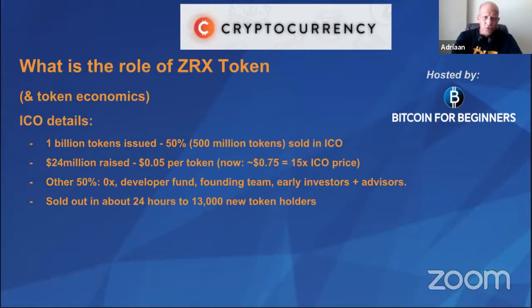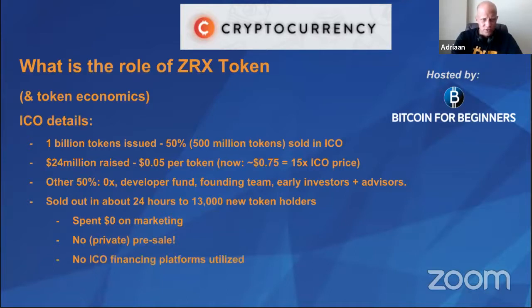The ICO was sold out in about 24 hours to 13,000 new token holders. They spent $0 on marketing, which is quite interesting and unusual in the ICO space, especially last year. They did not do a private pre-sale of tokens, and no ICO financing platforms were utilized.